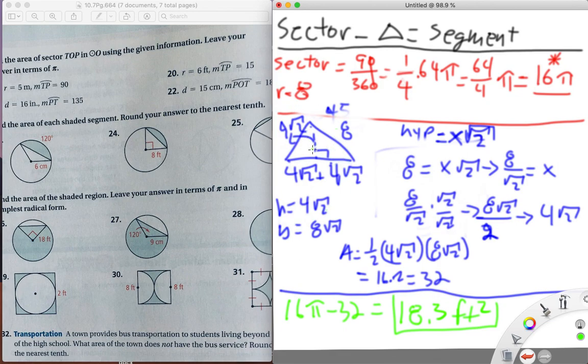So since they're both the same, the height is 4 square root 2. I would have to double this to get the whole entire base. So the height's 4 square root of 2. The base is 8 square root of 2. Our equation for a triangle area is 1/2 base times height, where the height is 4 root 2 and the base is 8 root 2. So we have 1/2 times 4 times 8, which is 2 times 8, which is 16. Square root of 2 times square root of 2 is 2. So 16 times 2, which is 32. And then lastly, I just subtract them. 16 pi minus 32 gave me 18.26, which rounded up to 18.3 feet squared.